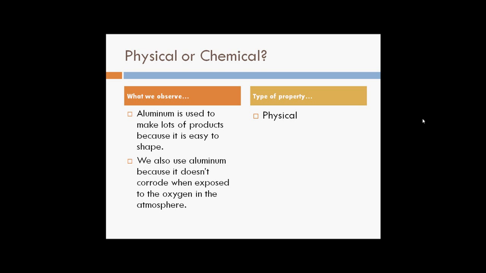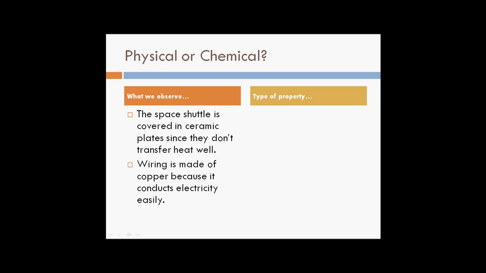Now, we also use aluminum because it doesn't corrode when exposed to oxygen in the atmosphere. This isn't to say that aluminum doesn't corrode at all. It does corrode, but it's not going to corrode if you just leave it sitting out. It takes a little more than that. So, physical or chemical? If you said chemical, you would be correct. This is an example of reactivity.